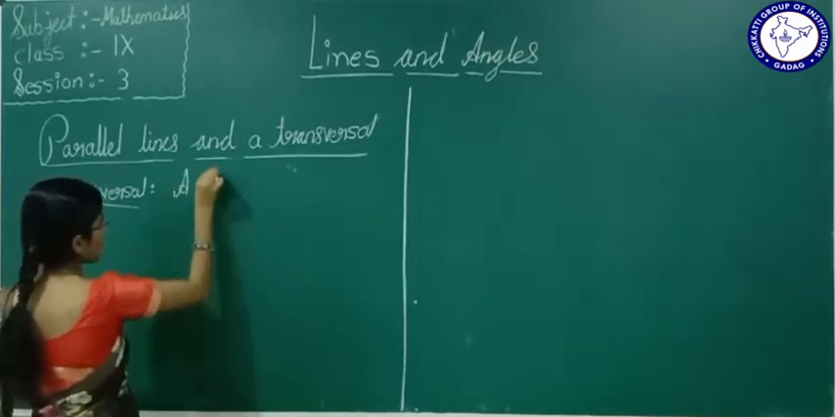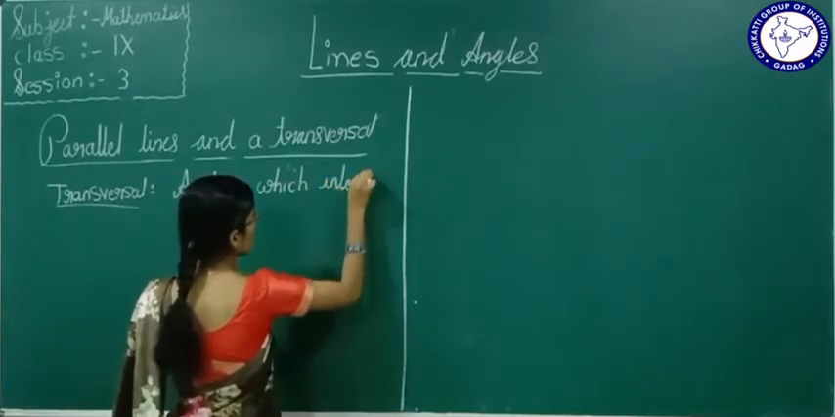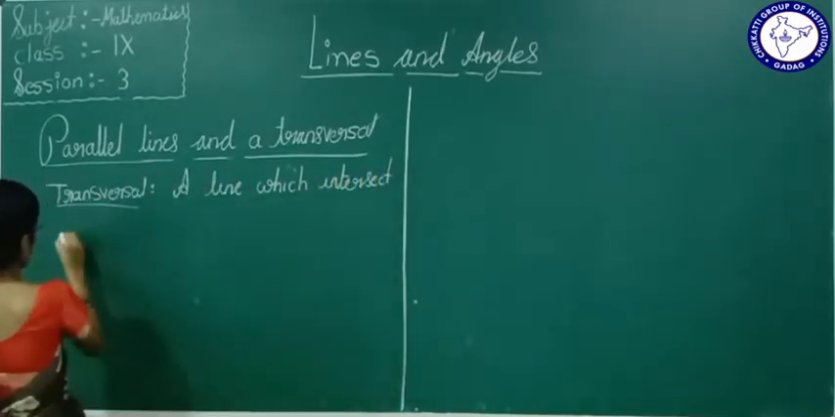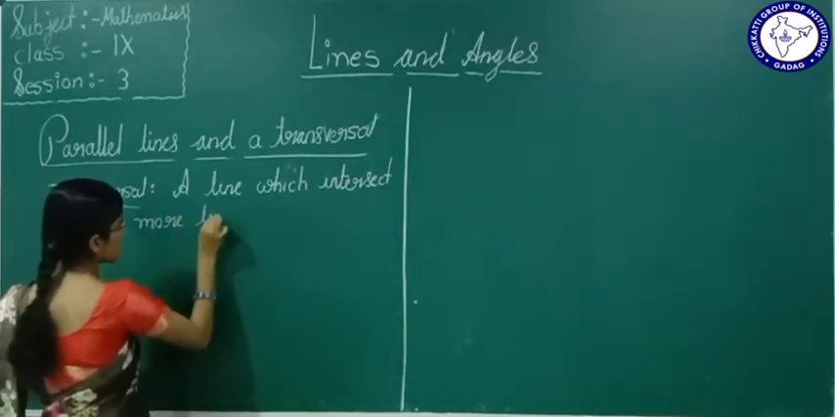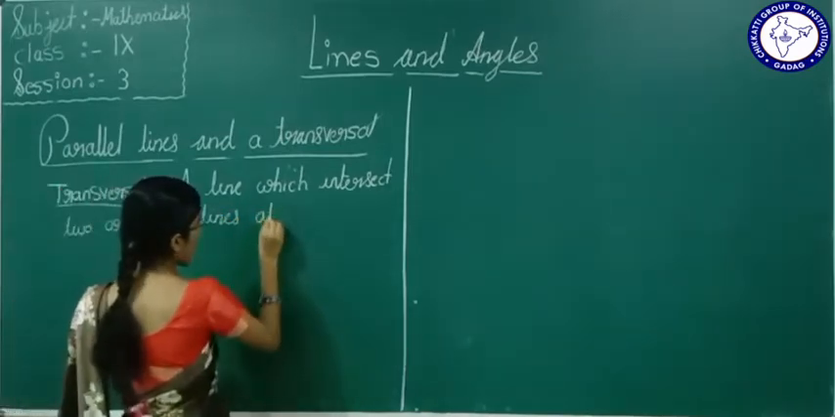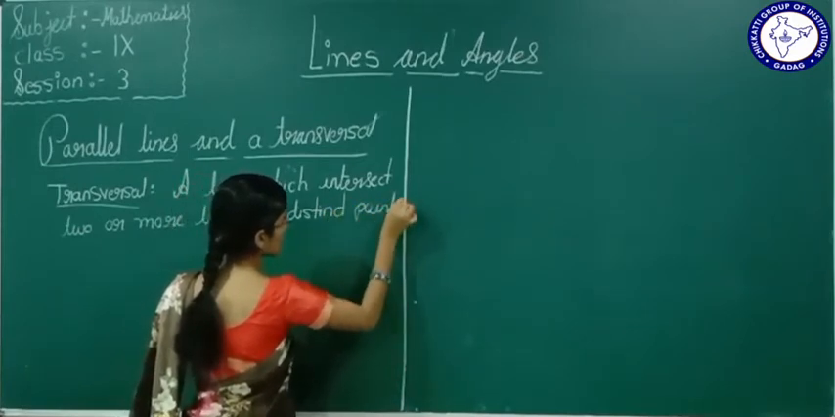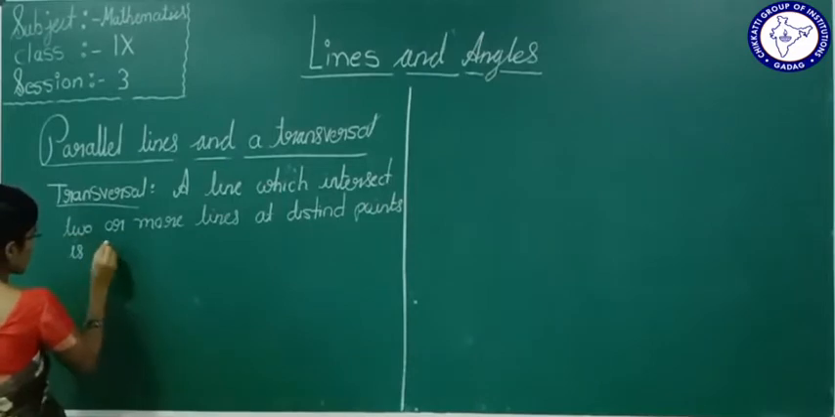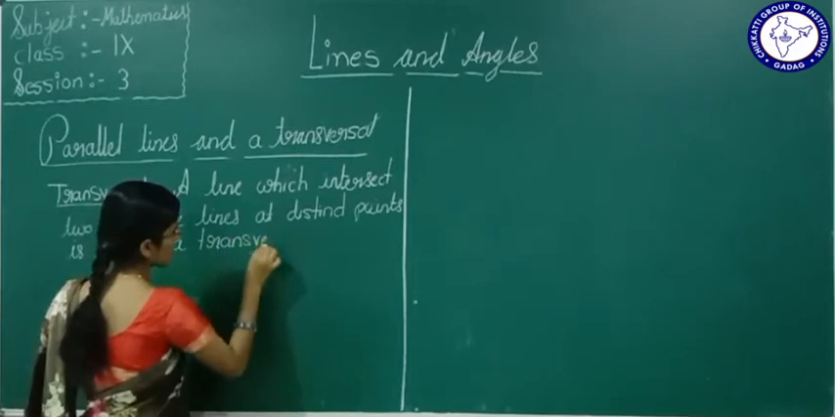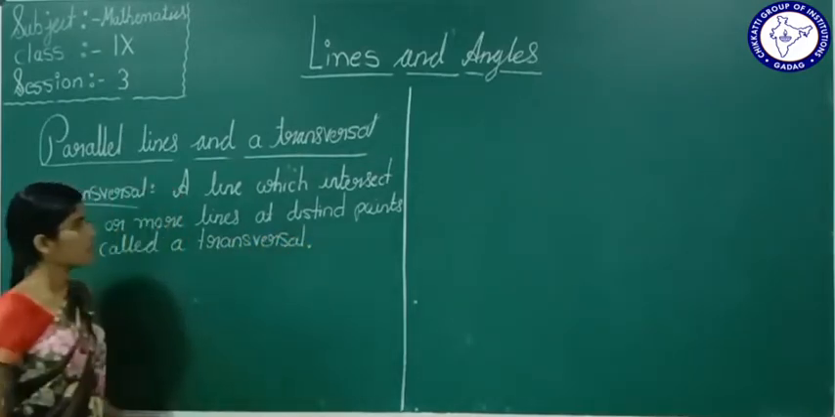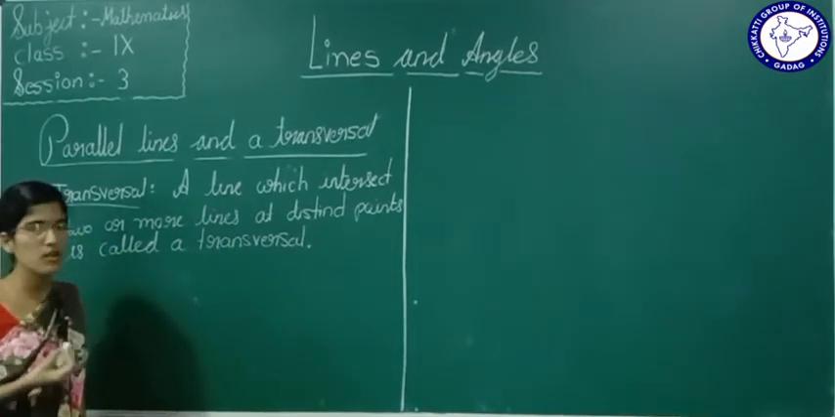Transversal means a line which intersects two or more lines at distinct points is called a transversal. A line which intersects two or more lines at a distinct point is called a transversal.